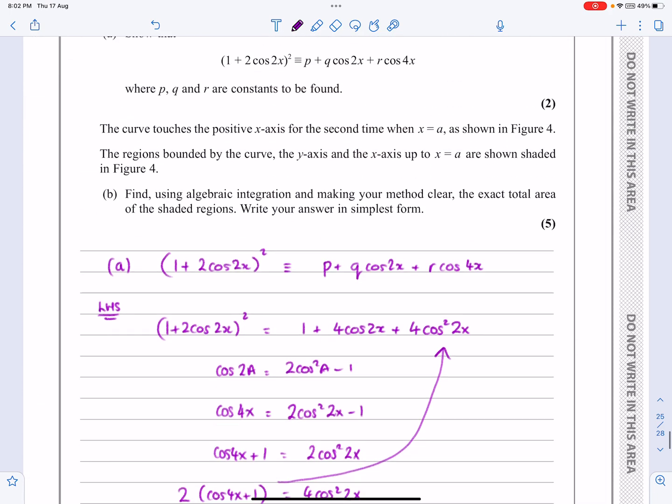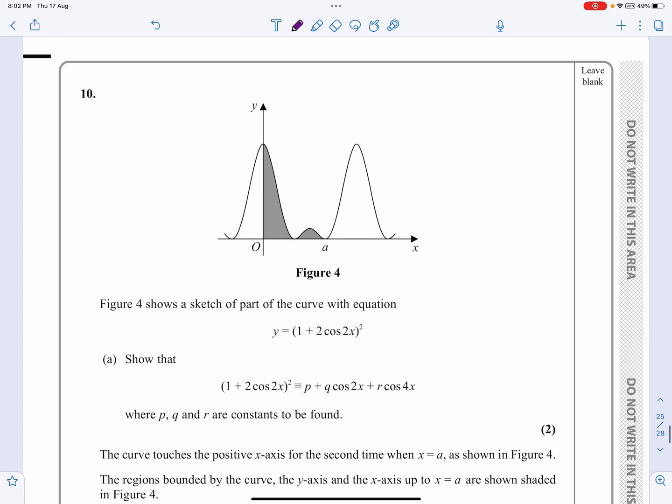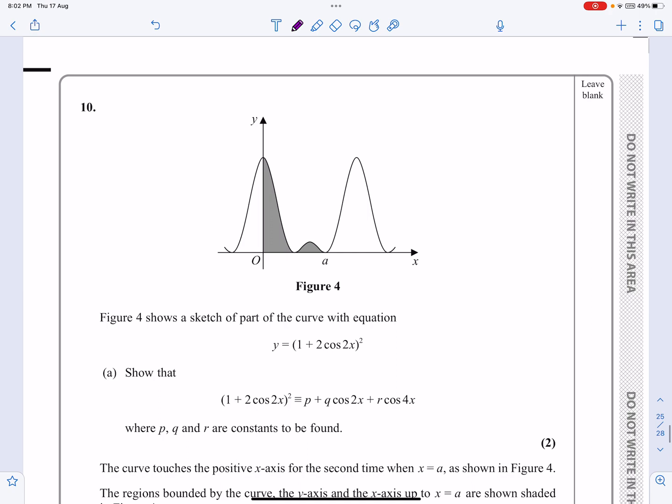I'm pretty sure it will say exact answer, will it? Exact total area, writing your answer in its simplest form. So, yeah, a good question to finish off with there, and hopefully that all makes sense to you.